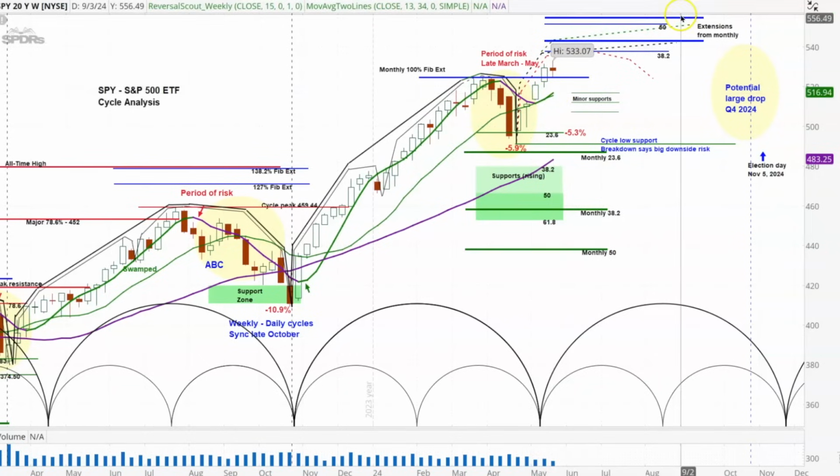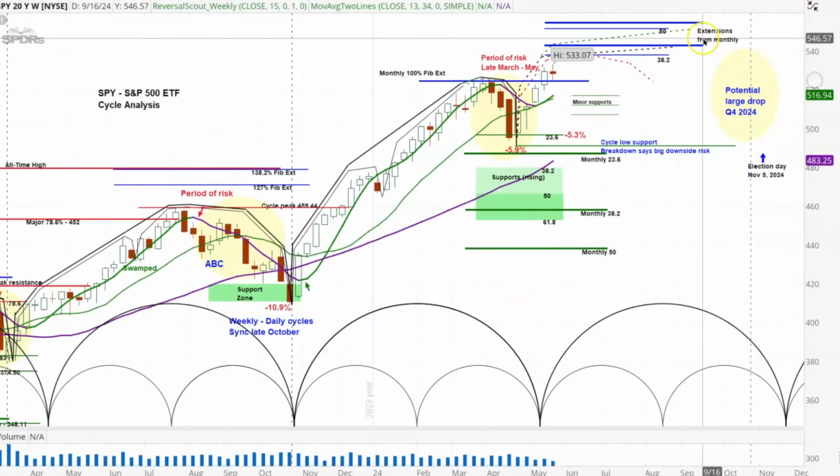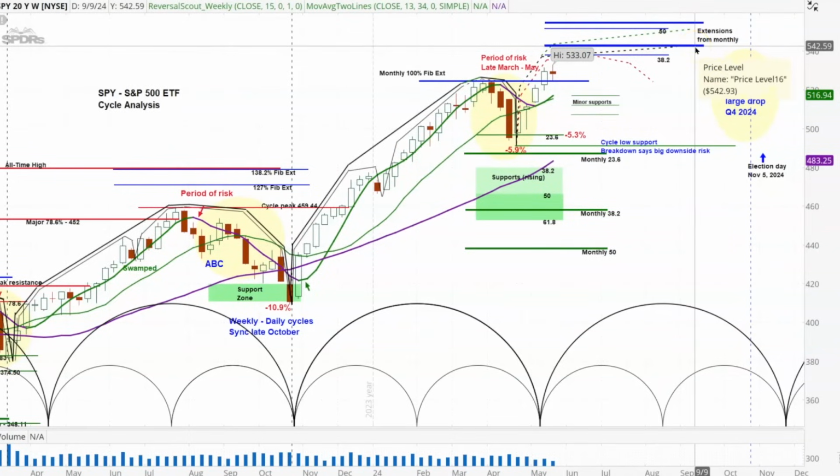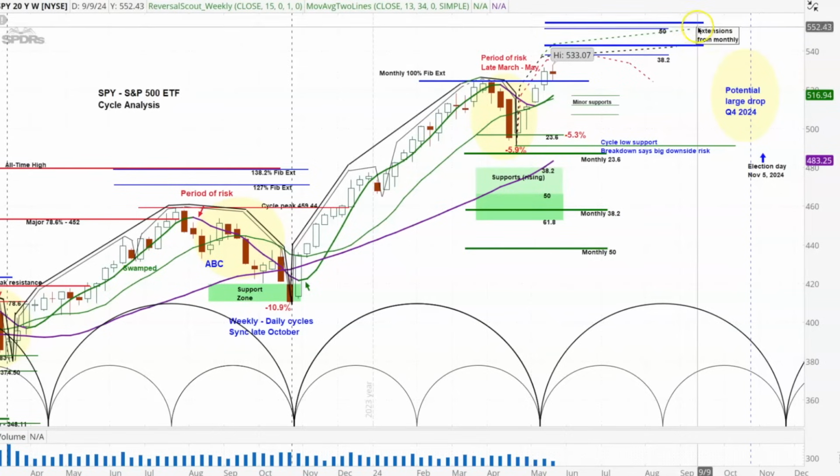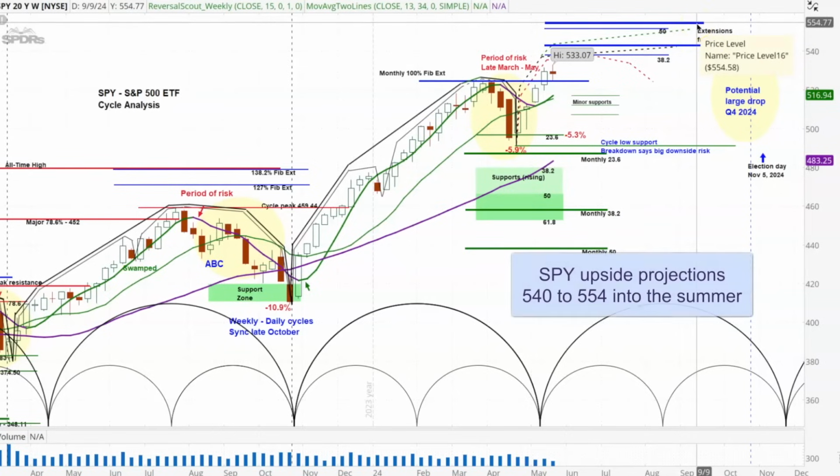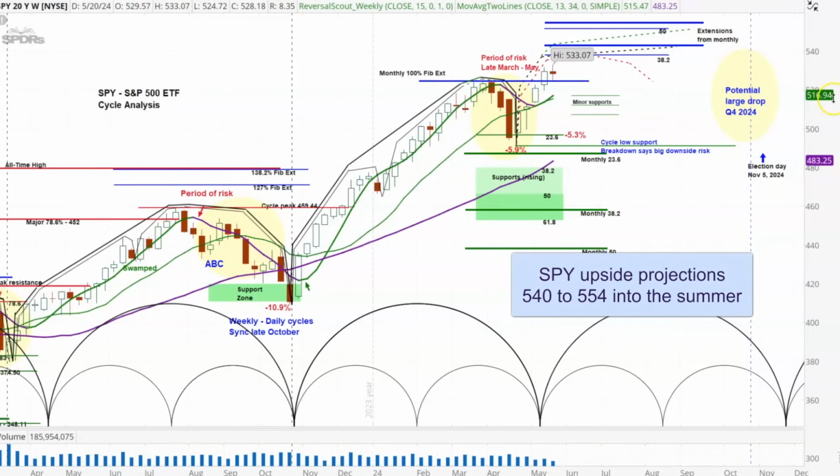And these are our upside projections in here. And we've been talking about 540, something like 5,400 on the S&P 500, or 550 right there. It's 554, so that would be 5,540 on the S&P 500. That's the upside projections that we have in here.